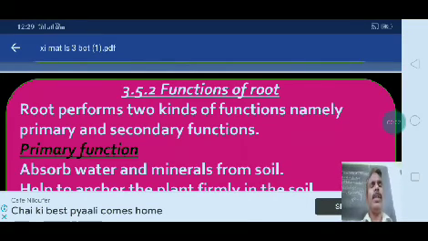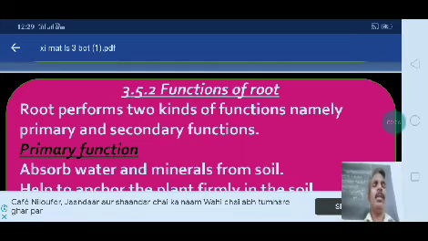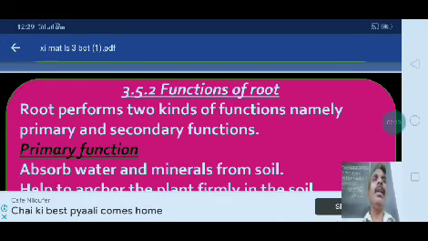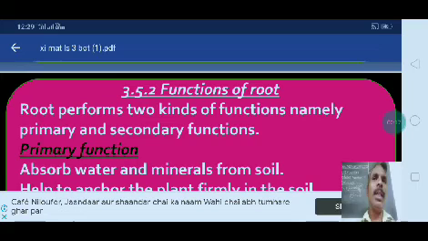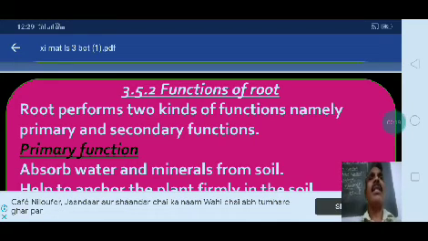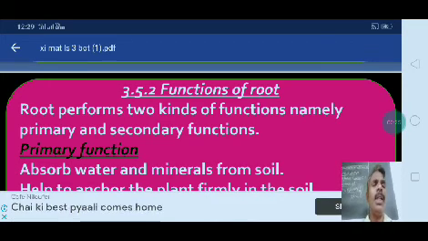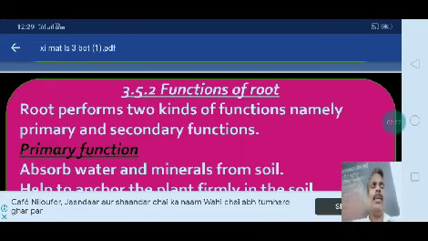Students, today we have another topic, the second one, functions of root. We already studied what is meant by the taproot system and the adventitious root system, and the plants' habit, habitat and lifespans. Now we pass on to functions of root. What are the functions that mostly occur in a root system?